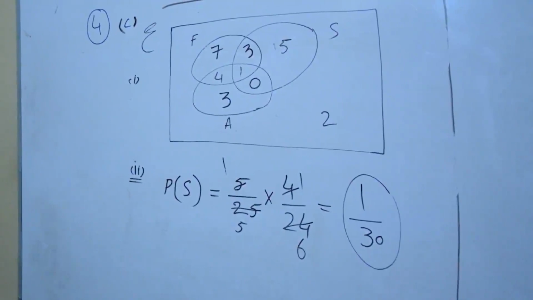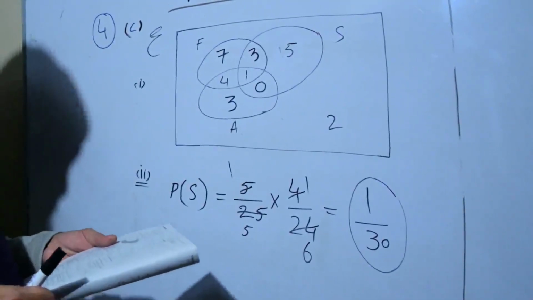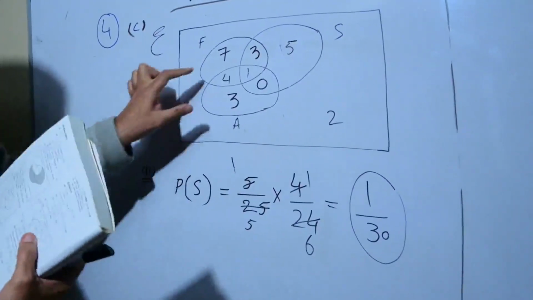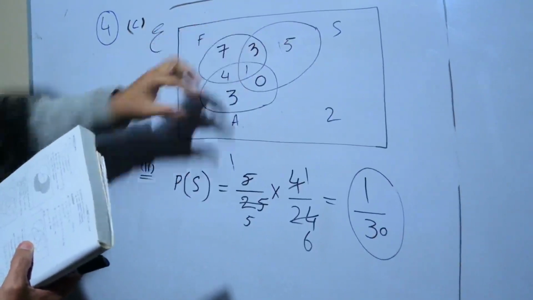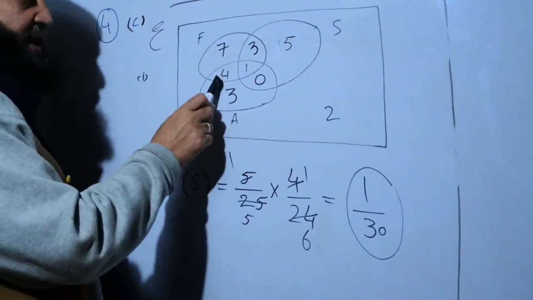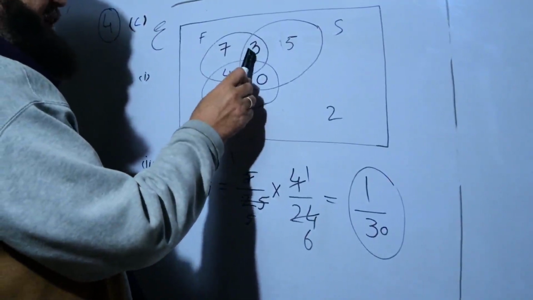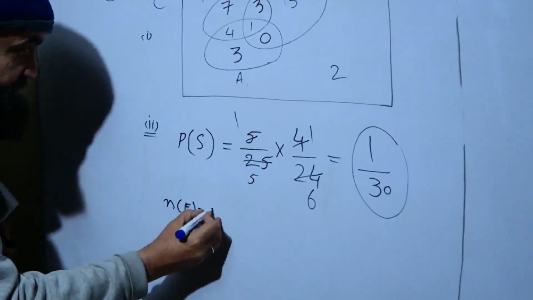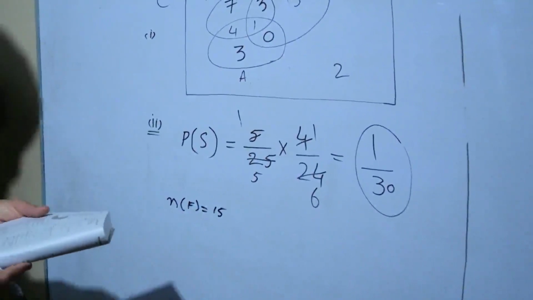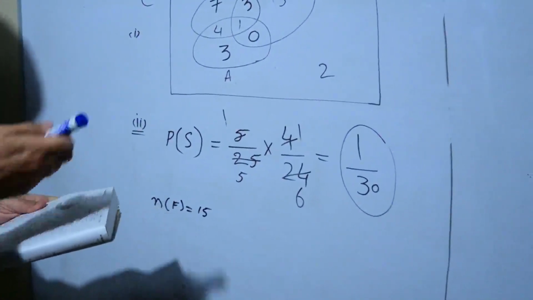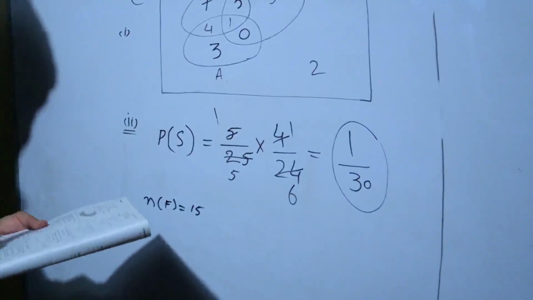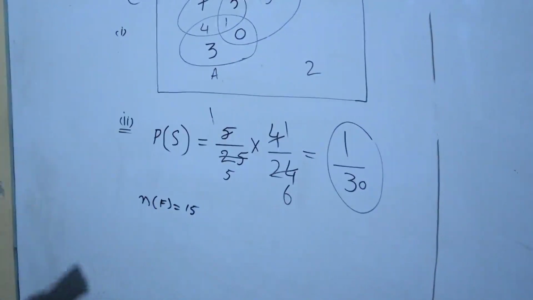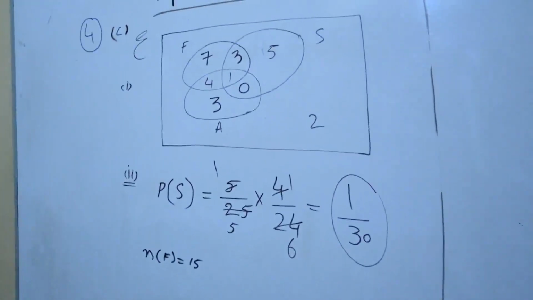That's it. The third part is: 3 of the students are selected at random from those who study French. How many students study French? 7 plus 4 is 11, 11 plus 1 is 12, 12 plus 3 is 15. The number of elements in set F is equal to 15. Keep it in mind. So there are 3 students to be chosen who study French. The question is, find the probability that only one of them also studies Arabic.